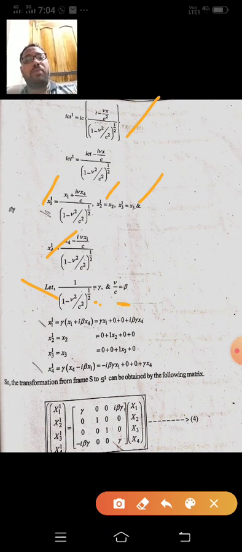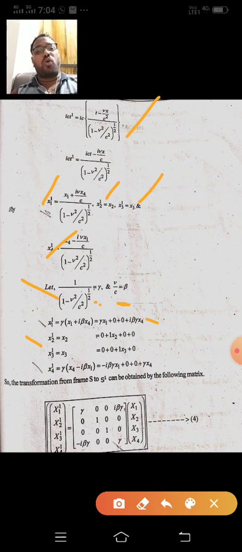Substituting gamma and beta in all the above equations, x1', x2', x3', x4' become a matrix equation. So x1' equals gamma x1 plus, there is no x2 and x3, that's why we write 0, plus 0, plus i beta gamma x4. x2' equals only x2, so the x1 term is 0, the x2 term is a magnification of 1, and x3 is 0, x4 also 0. x3' equals 0 plus 0 plus x3 plus 0.